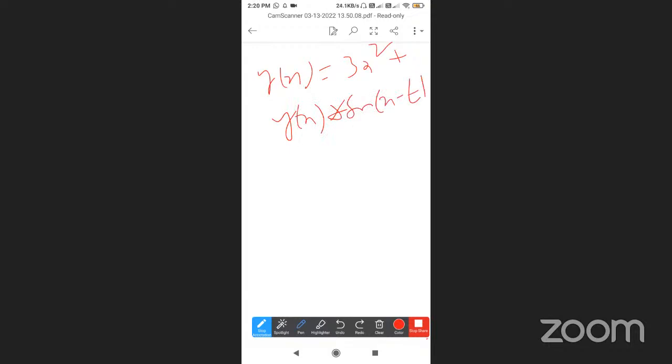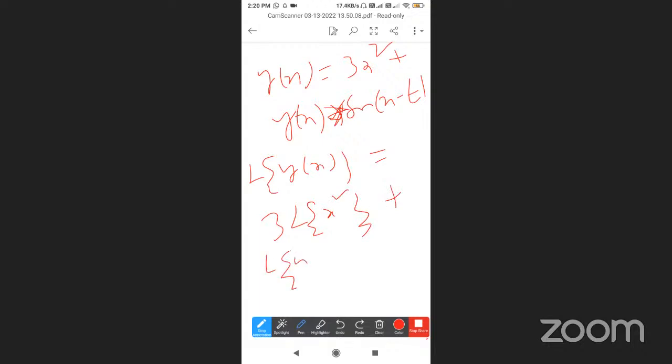Apply the Laplace transform on both sides. Left side, the Laplace transform of y of x. On the right side, the star is the multiplication symbol, which means convolution type. So left side is the Laplace transform of y of x. On the right side, 3 is a constant, times the Laplace transform of x square, plus the Laplace transform of the next term.